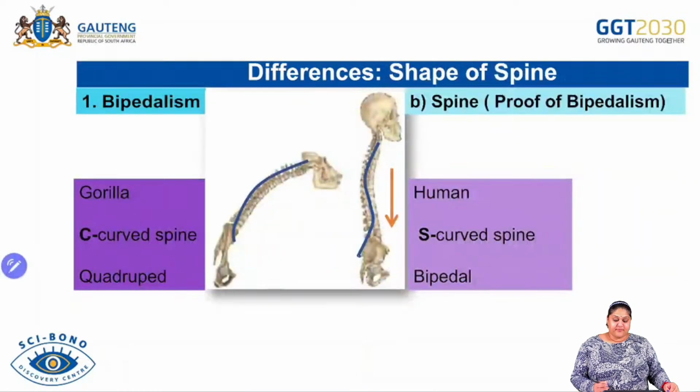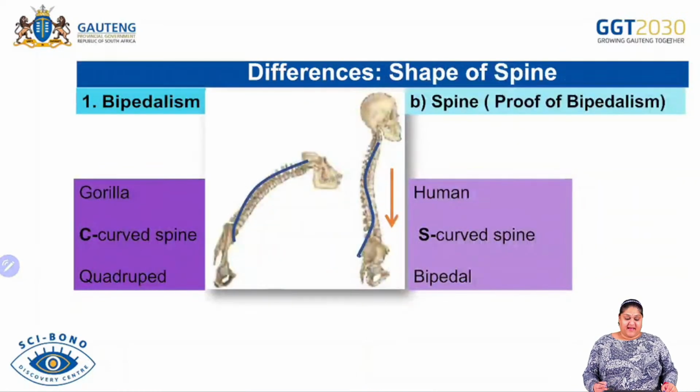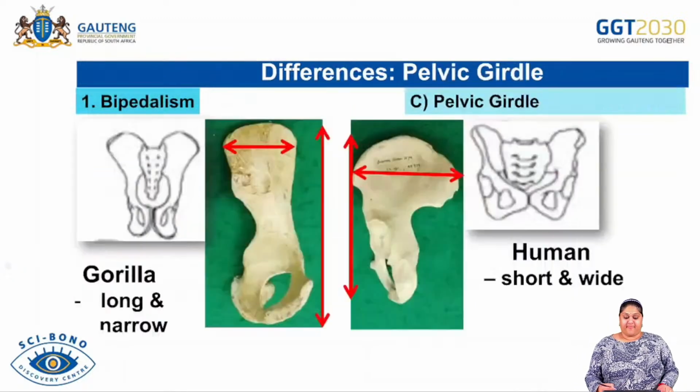Okay. Then we've got the shape of the spine. Here we have a gorilla. The first picture is showing us a C-shaped spine. You can see the line drawn also shows us that it's C-shaped, and that's for quadrupeds. And then in humans, it's an S shape, and that allows for bipedalism.